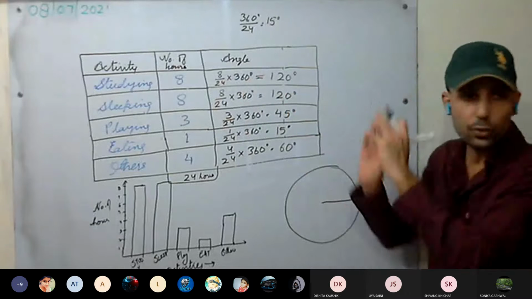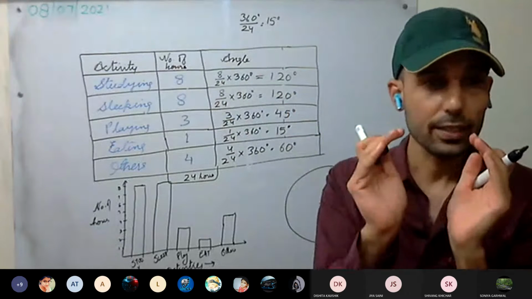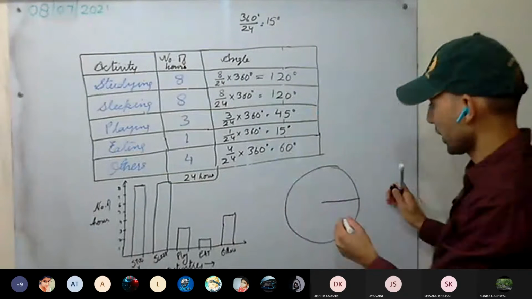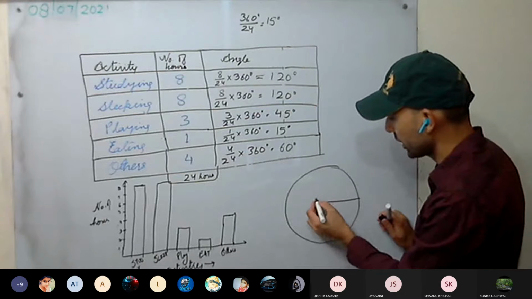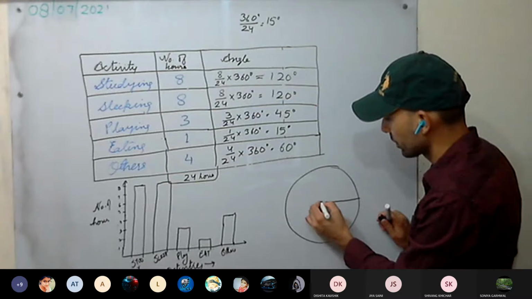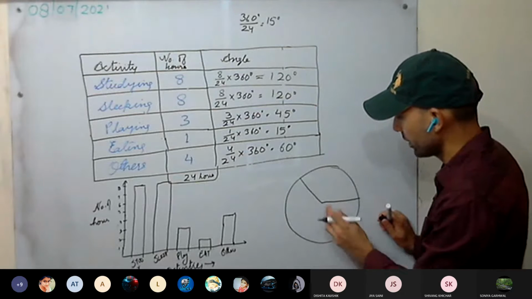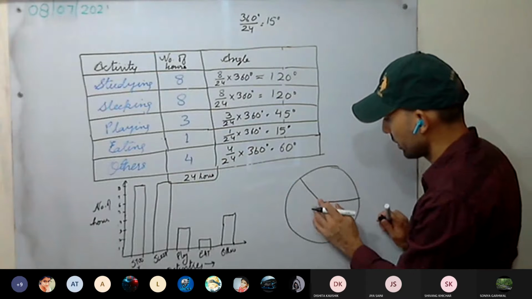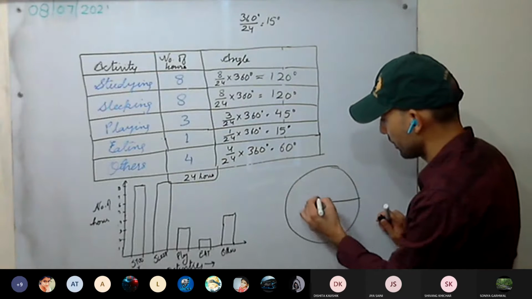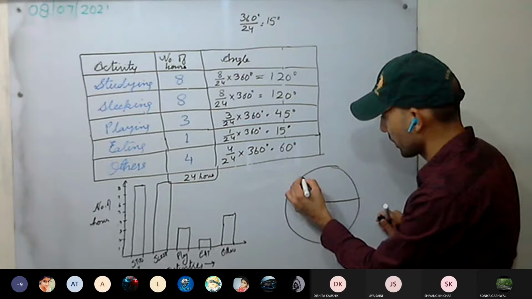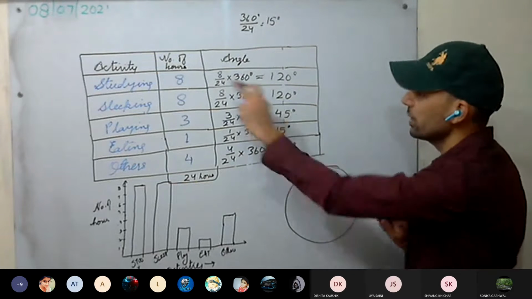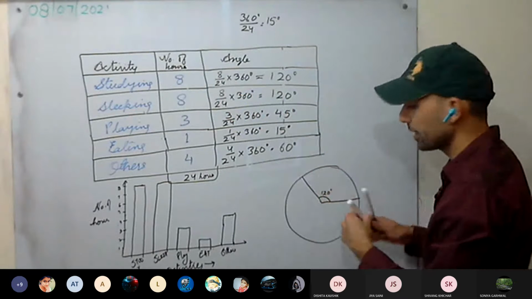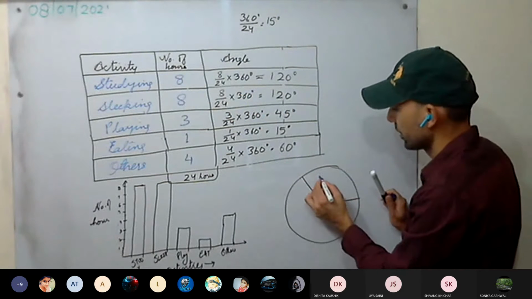120. So we make a good bigger circle and draw one radius. Now with your protractor, measure 120 degrees from this side. This will be 120 degrees. This is 120 degrees. Which one is it? It is studying. So you write here, studying.